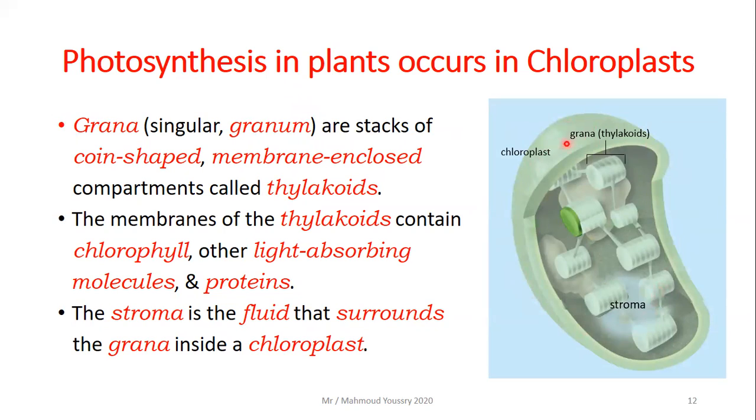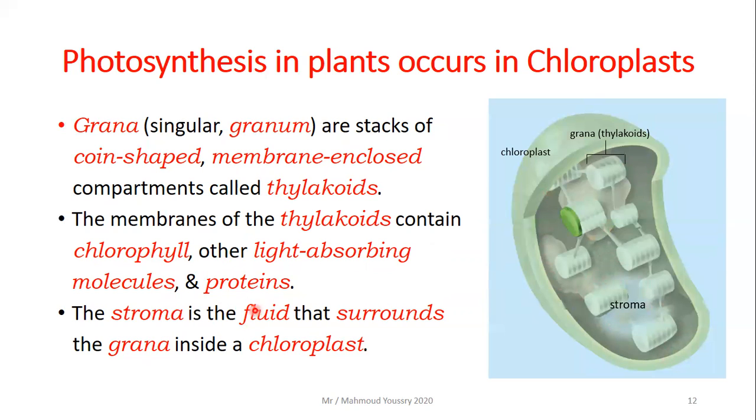As you can see in the picture, the grana, the singular granum, are stacks of coin-shaped, membrane-enclosed compartments called thylakoids. So these look like coins. Each one of them is named a thylakoid. Each stack of many thylakoids is called a granum. All these are called grana. The membranes of thylakoids contain chlorophyll and other light-absorbing molecules and proteins. Then we have the spaces in between these grana.